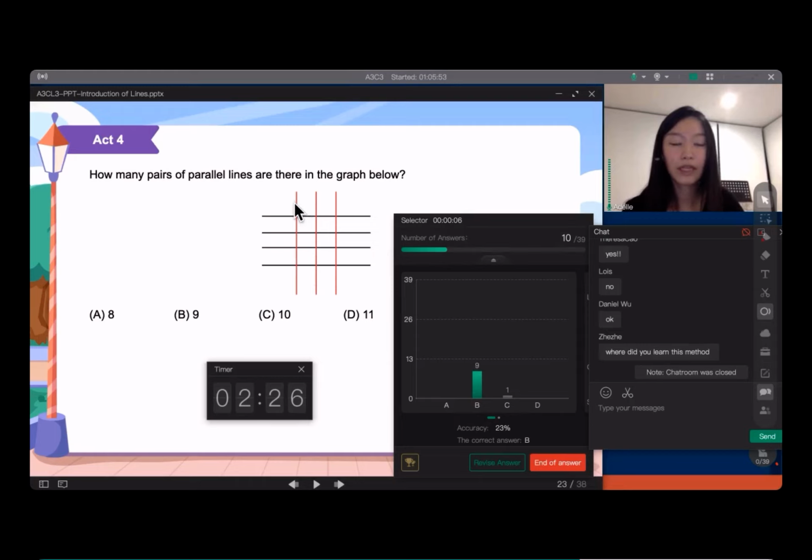So remember to look at them separately. Look at the red lines by themselves, and then look at the black lines by themselves, and then add the total number of pairs together.